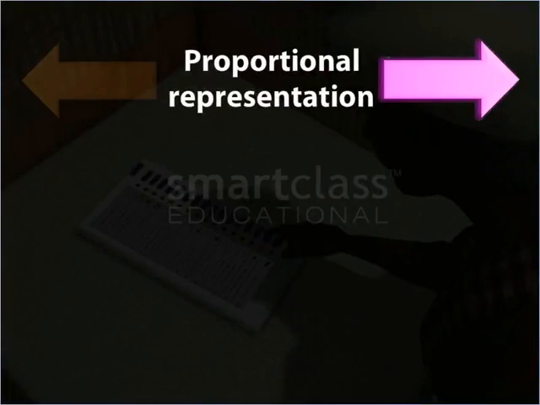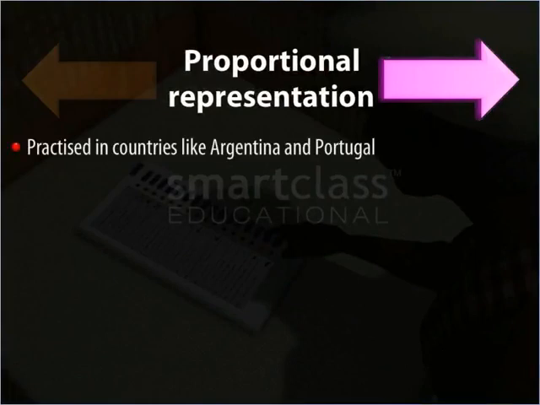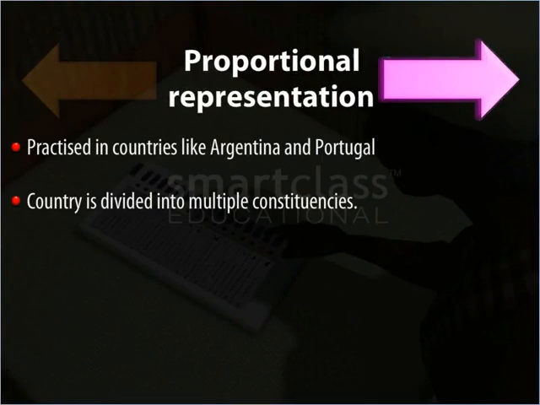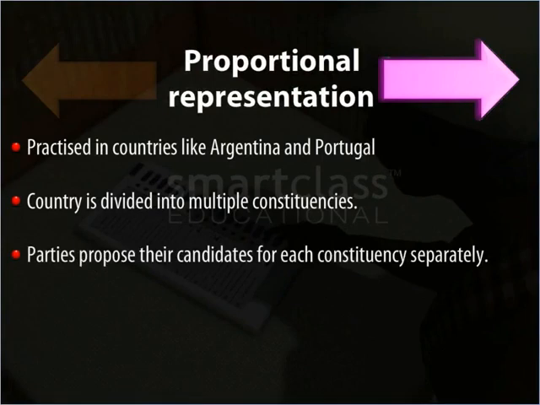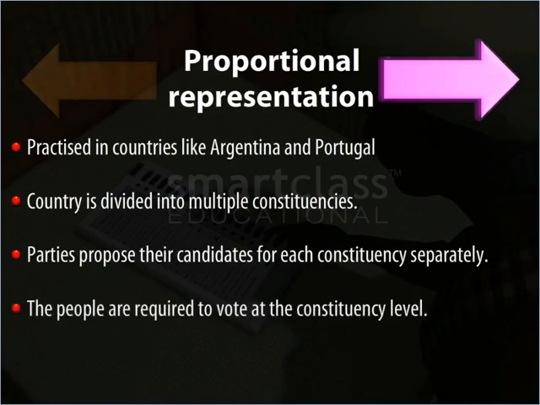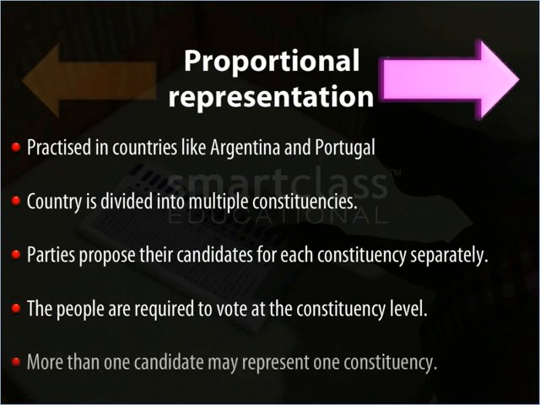In the second variation, practiced in countries like Argentina and Portugal, the country is divided into multiple constituencies. Parties propose their candidates for each constituency separately. The people are required to vote at the constituency level. In this system, more than one candidate may represent one constituency.